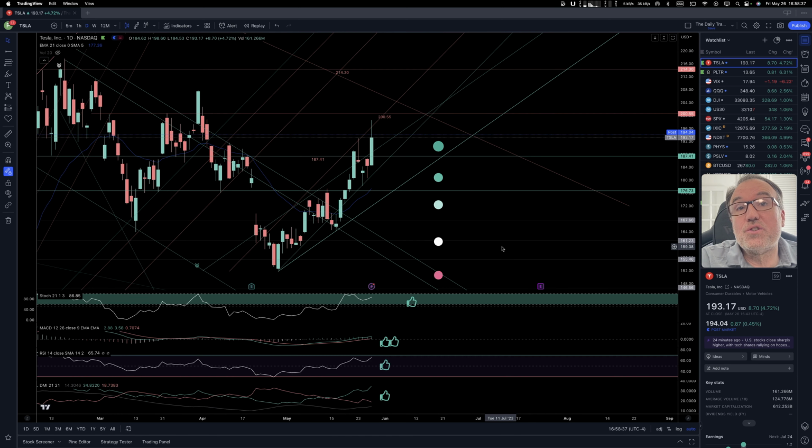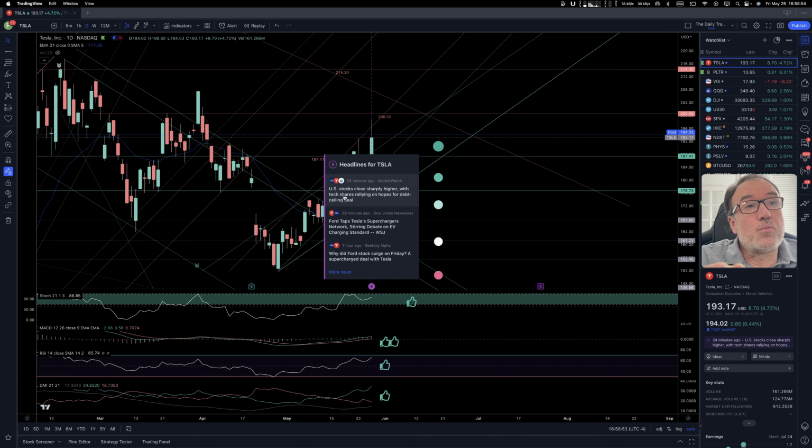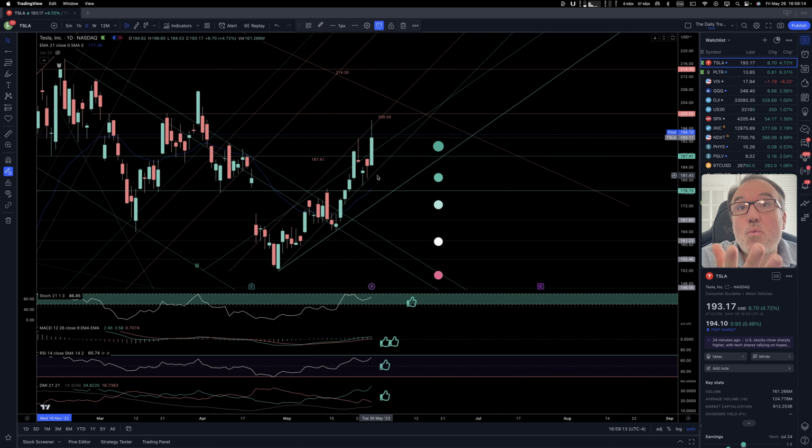So maybe this is due in part to the deal that Ford and Tesla made to allow Ford to use the Tesla superchargers. We also have some news that tends to say that this is because there's hope for a debt ceiling deal. The debt ceiling deal needs to happen before June 1st, before we have a default. I guess this is just speculation. But anyway, this is still part of our bullish trend.